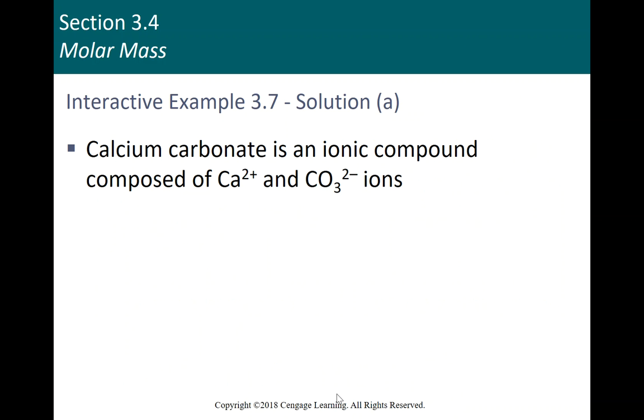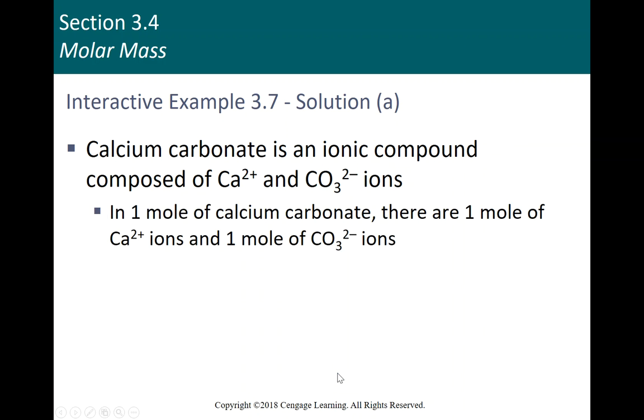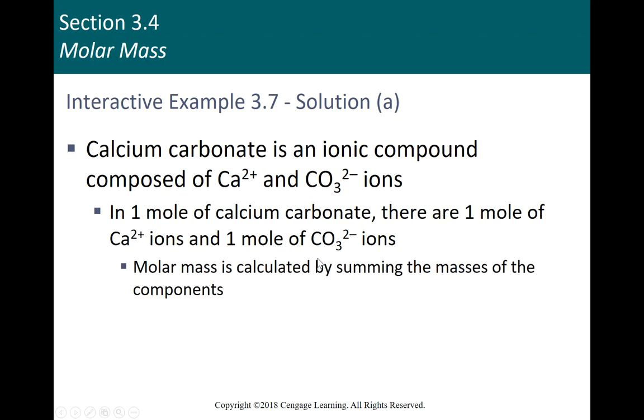First off, calcium carbonate is an ionic compound that has calcium ions and carbonate ions. For every mole of calcium carbonate, there's 1 mole of calcium ions and 1 mole of carbonate ions. So if I had a dozen calcium carbonates, there would be a dozen calcium ions and a dozen carbonate ions.